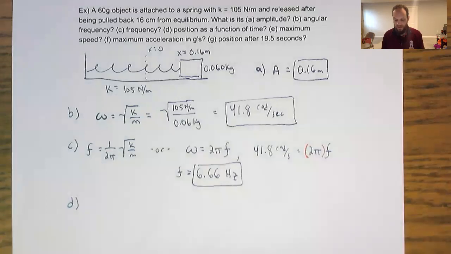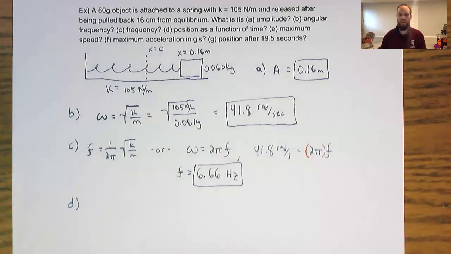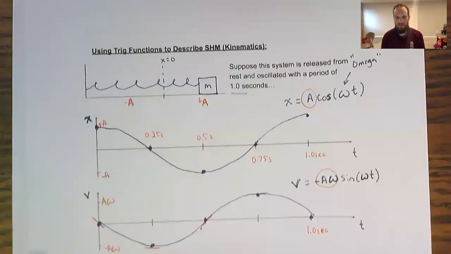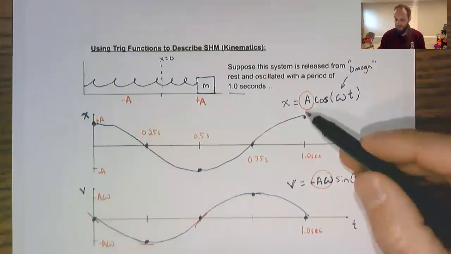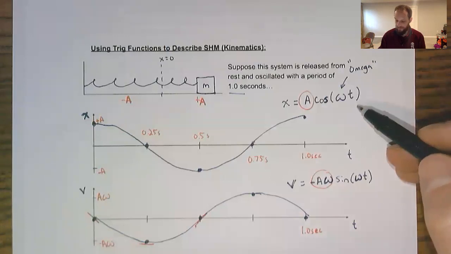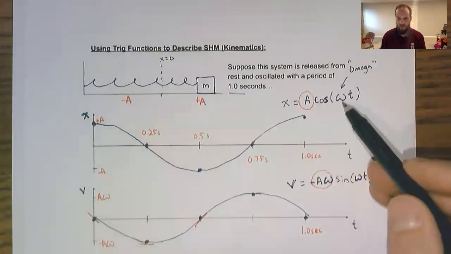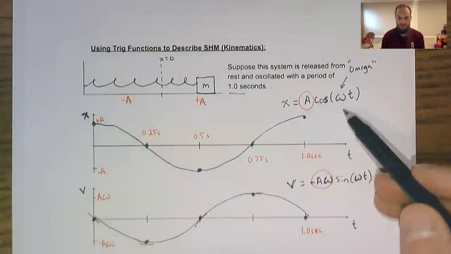D, the position as a function of time. Now, this is a real powerful thing that comes out of the trig functions. I want to know not just where it is at the beginning, but at any time in its motion where this thing is. I should be able to come up with a trig function for this. And we had derived, let me just remind you of what this looks like, an equation for position as a function of time. We found that it was a cosine function. And all that I need to know is amplitude and omega. And I know those two things. I just need to plug the numbers in.